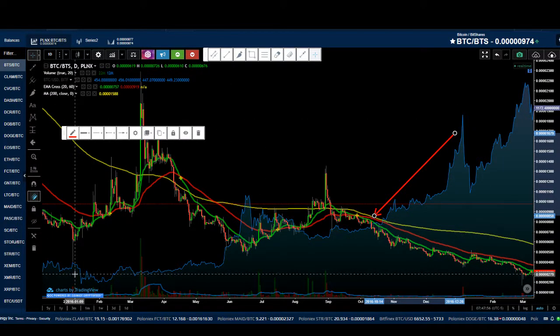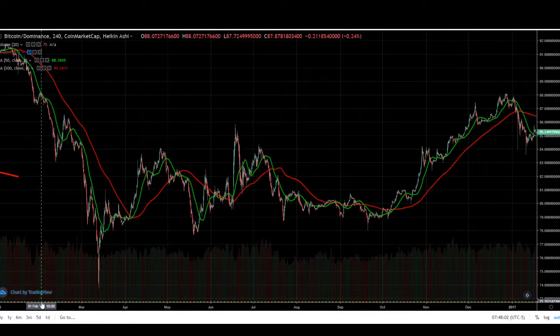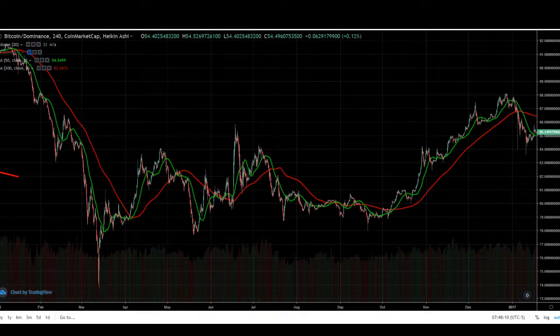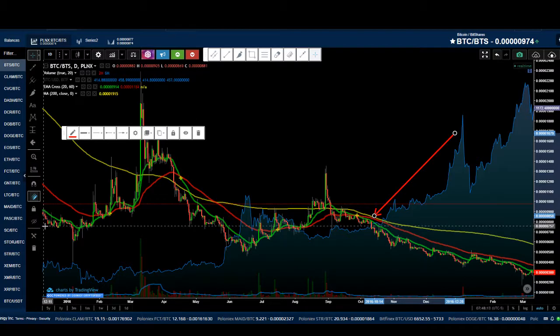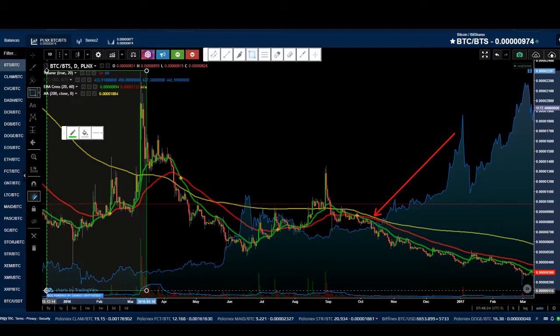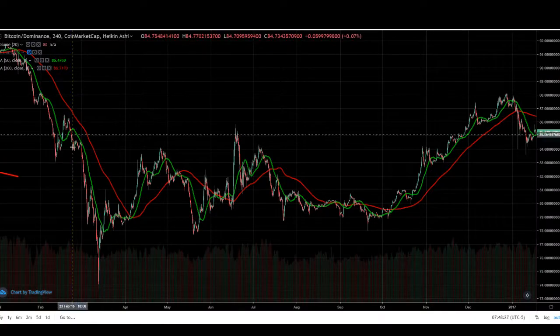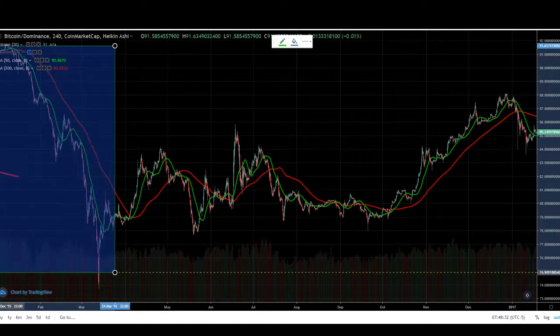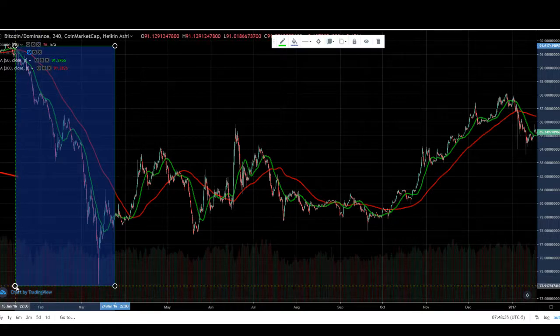So Bitcoin dominance in 2016 was running up until June. What happened there? Let's review this again. From 2016 until June, the dominance was dropping. The dominance was dropping through this period as altcoins were going up. Through this period, Bitcoin dominance was dropping. Same thing here. Bitcoin dominance was dropping, right till that point in March.